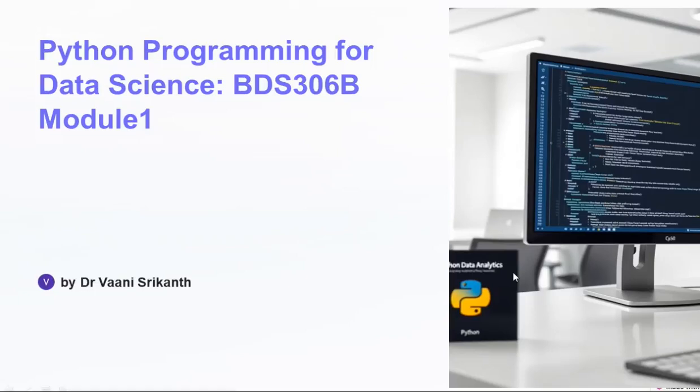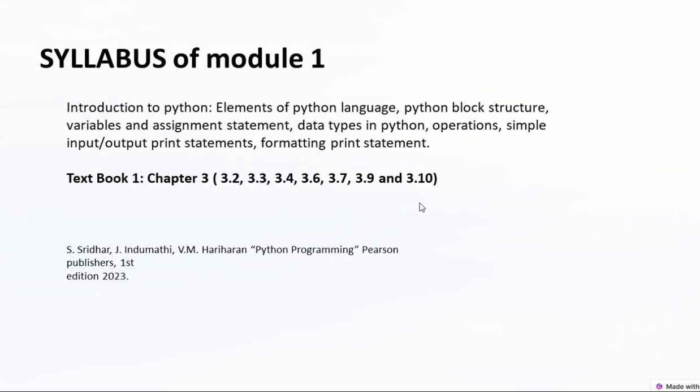Hello and welcome to the quick discussion of Module 1 for the subject code BDS306B, Python Programming for Data Science. So the syllabus is like this. We'll be seeing an introduction to Python, elements of Python language, Python block structure, variables, assignment statements, data types, operations, simple input-output, print statements, and formatting.